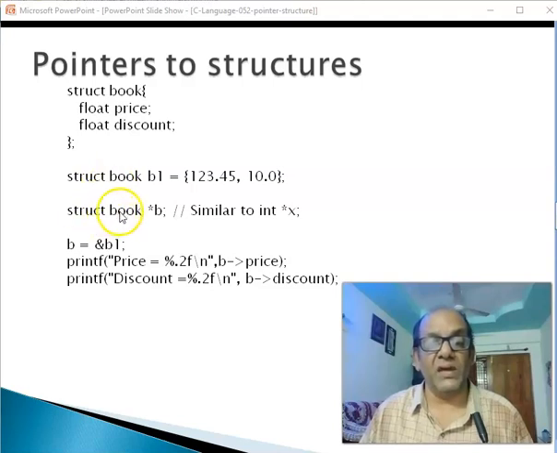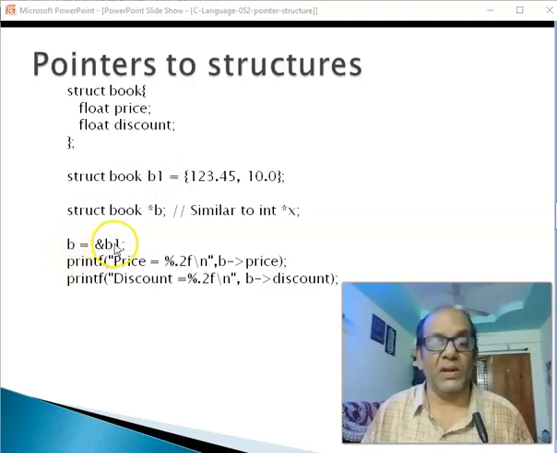This struct book star indicates that B is a pointer variable that can hold the address of a struct book variable. We defined B1 here and we said B is equal to address of B1. Because B is declared as a pointer, it can hold an address, the address of struct book type variables. And then we said price is equal to %.2f, that is, 2 decimals. Length is not specified, 2 decimal points.